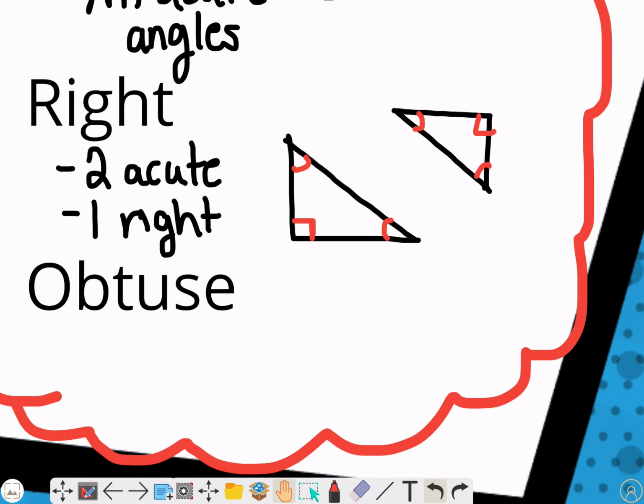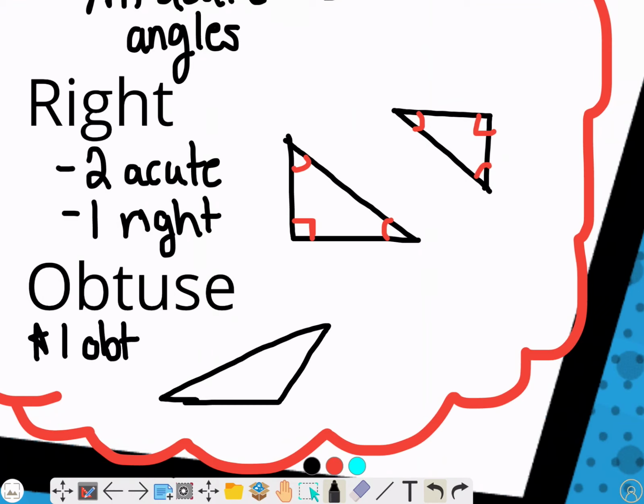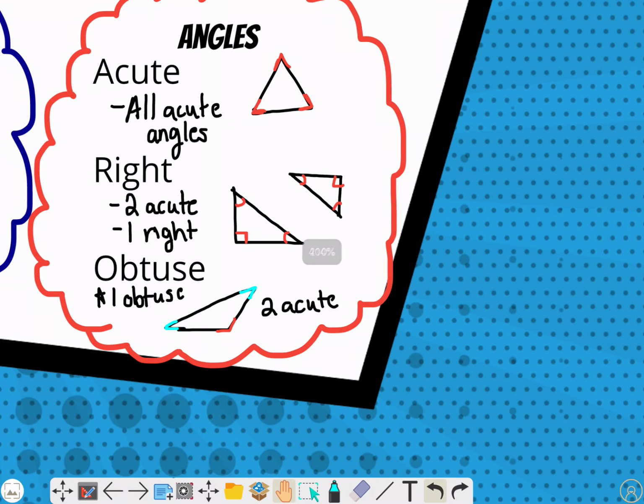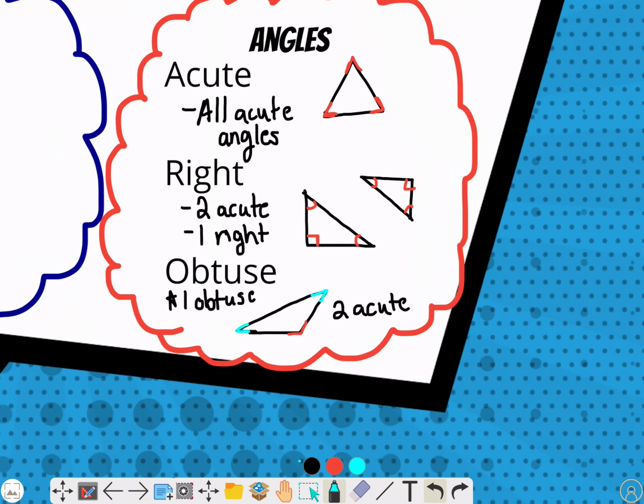And then an obtuse, which I always mess up drawing, but I'm going to try my best. It has one obtuse angle, which is found right here, and it has two acute angles, which are found over here. So that's how you can classify triangles by their angles. You either have the first way, which is the acute triangle, the second way, which is a right triangle, or the third way, which is an obtuse triangle.